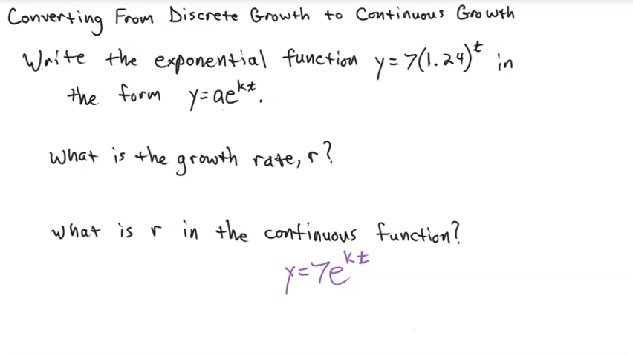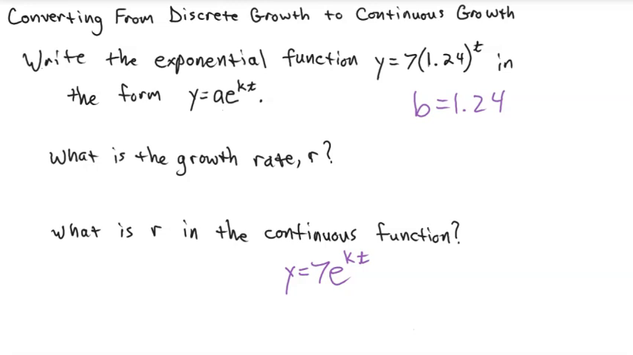So we know that in the discrete formula, we call the base of the exponent b, right? So b is 1.24, and that is what we call the growth factor. And it includes r, because b is 1 plus r. So here r is 0.24, okay?